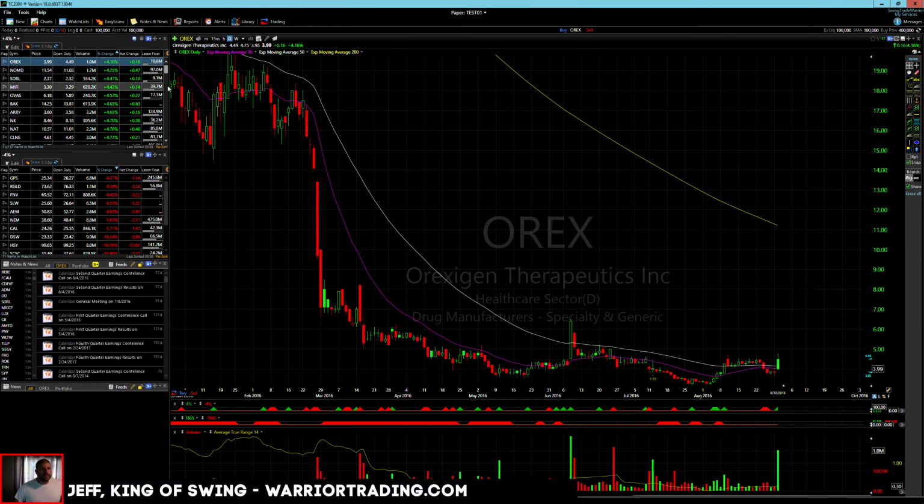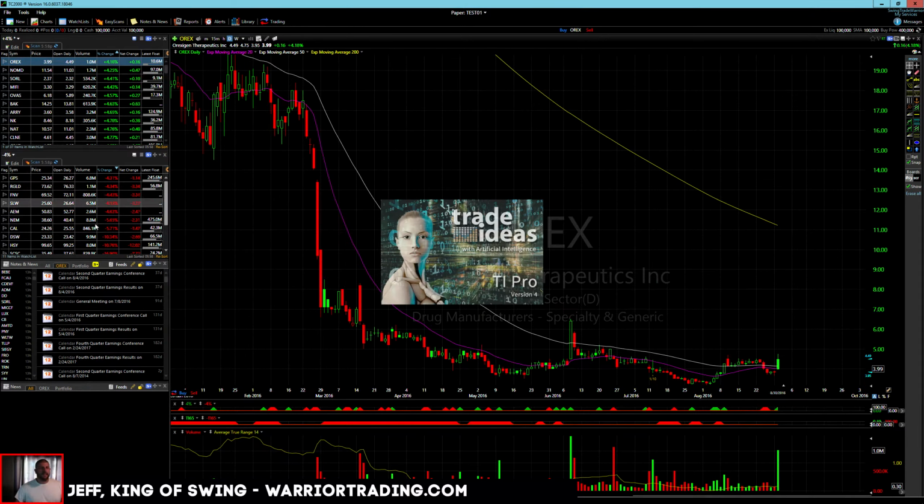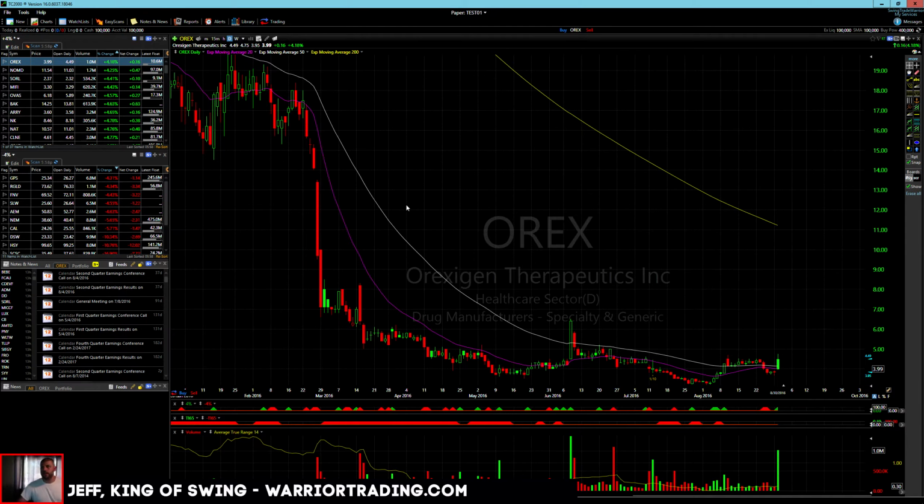So you can see the green here are the long bias scans, and the red are the short bias scans. I also use Trade Ideas Pro to help me find other swing trade opportunities as well. But for right now, we're going to start with the swing trading strategies off of the TC2000 scan, which is also the small cap strategy that I like to use.